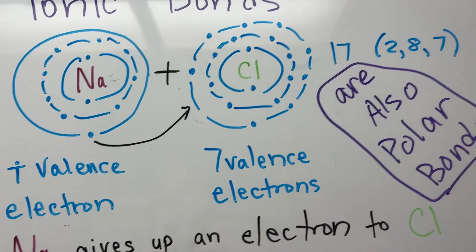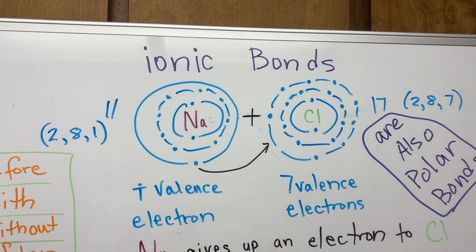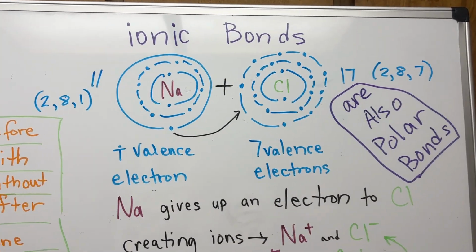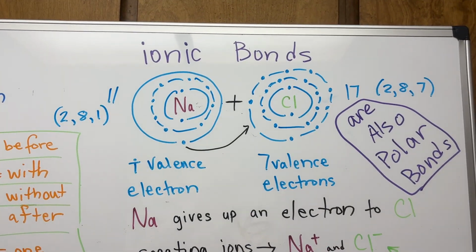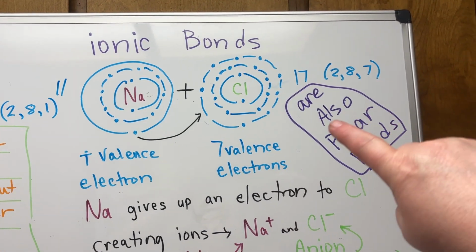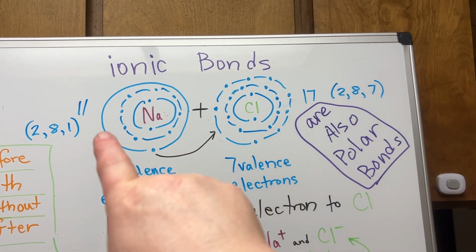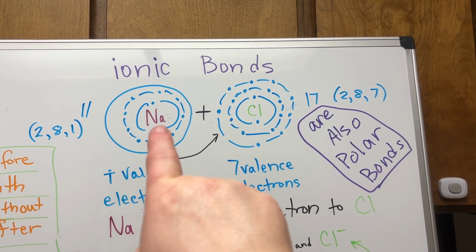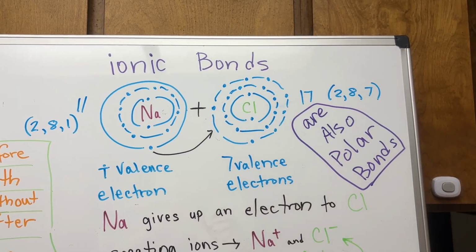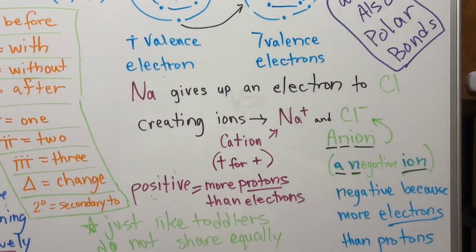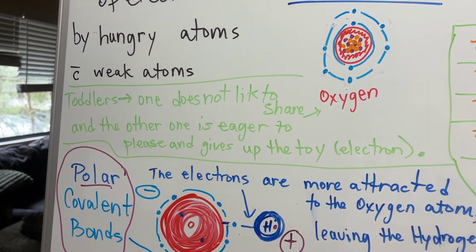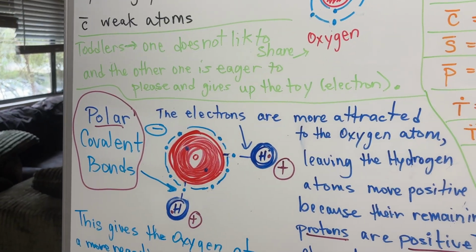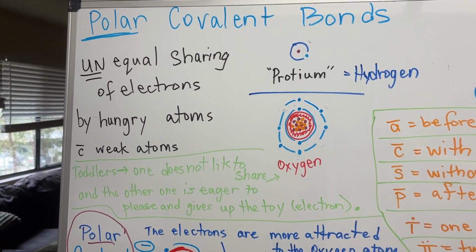But because they are still bonded, because sodium sticks around to say, I'm going to watch out for my electron, then it's still a bond, and it's polar because you have more positivity here, more negativity over here. So it's kind of the same thing about the toddlers not sharing equally, just like with the polar covalent bonds.